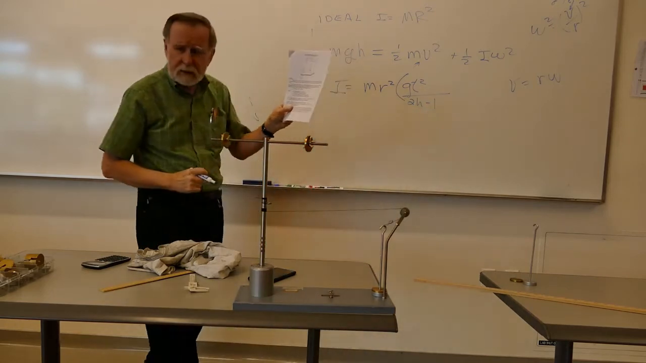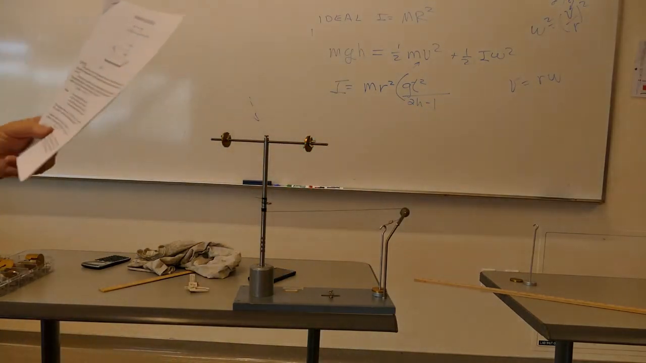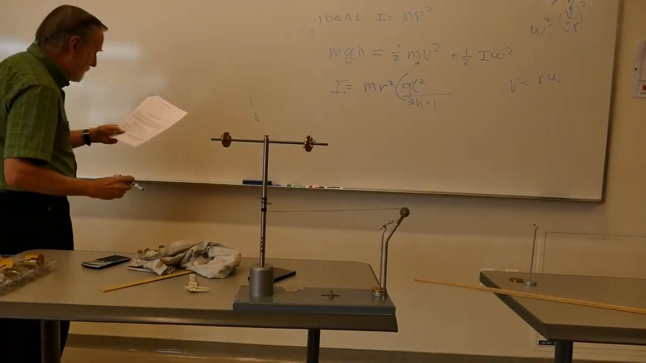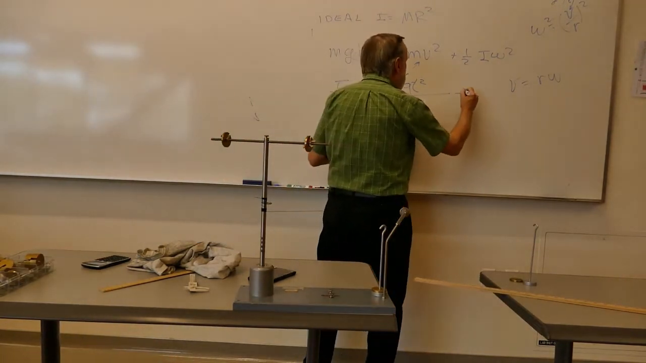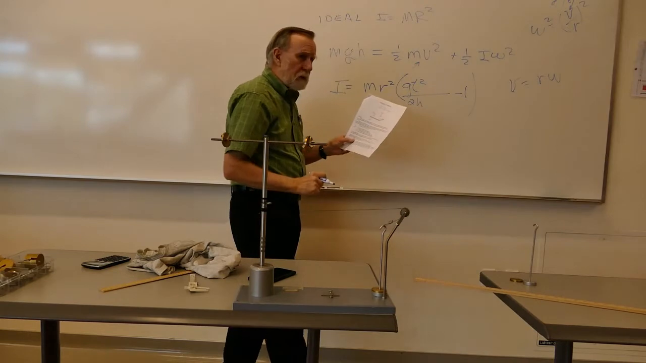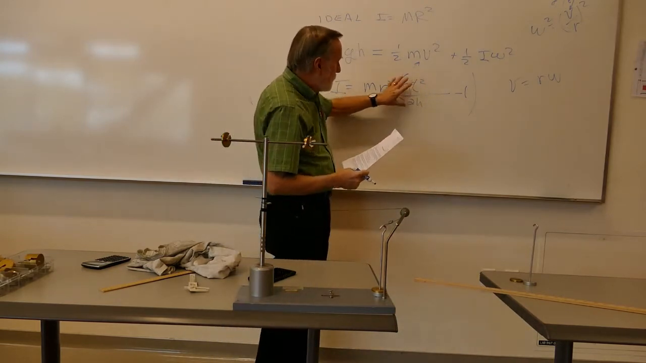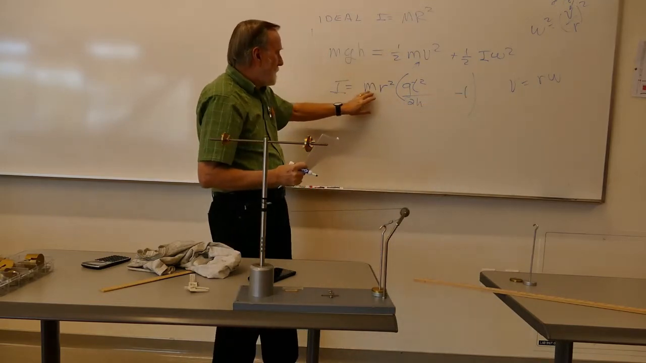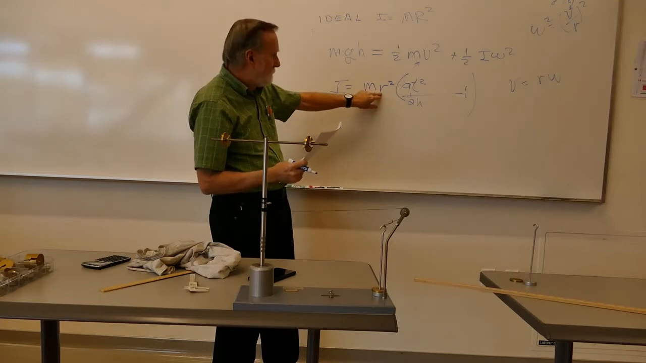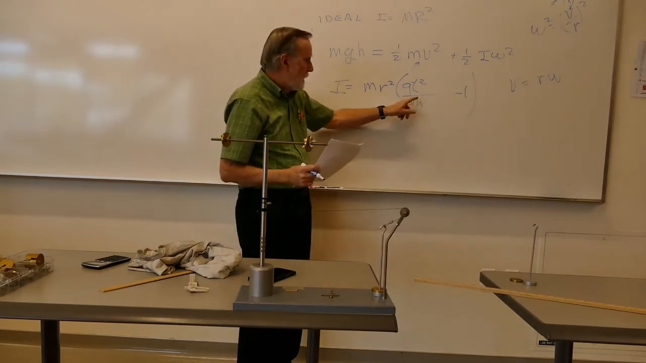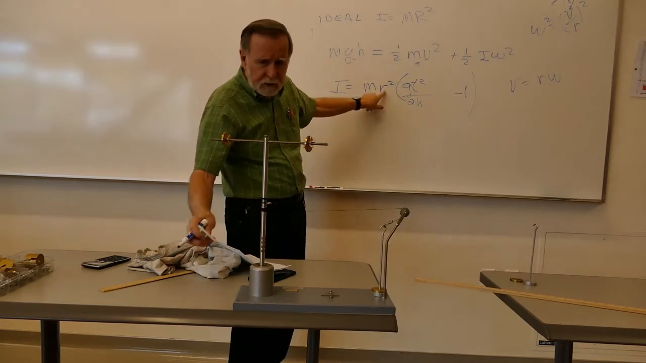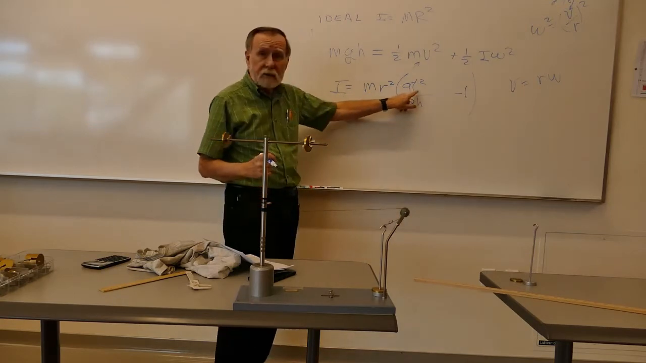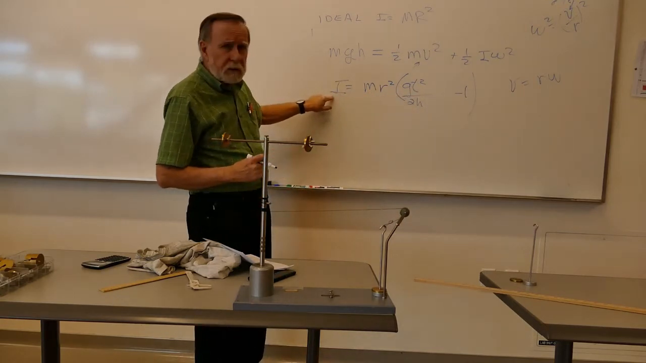Now, it's a little bit ambiguous on your handout. Actually, that's 2h minus 1. Here we go. So what it really means is we've got the gt squared over 2h altogether minus 1, times little m, little r squared. These things we can measure, the height, the time. The little r we'll measure with the caliper. The hanging mass we know is 100 grams. And depending on the time it takes, we get a moment of inertia.